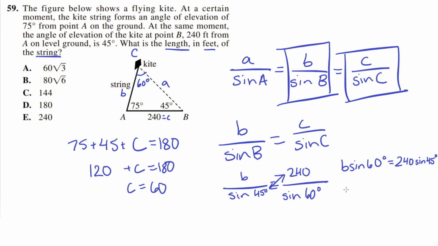So now we can divide both sides by the sine of 60 degrees. So that means B equals 240 times sine 45 degrees all over sine of 60 degrees. Okay. So from the unit circle, we know that sine 45 is square root of 2 over 2, and that the sine of 60 is square root of 3 over 2.